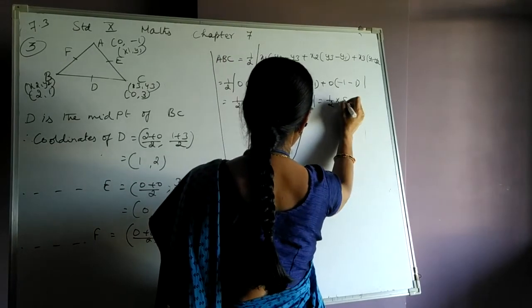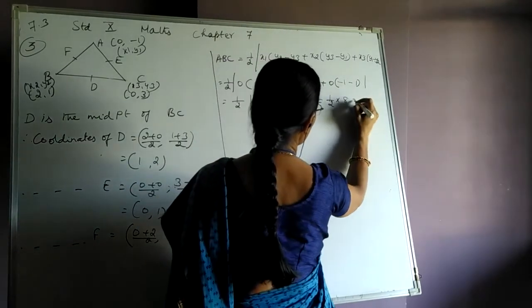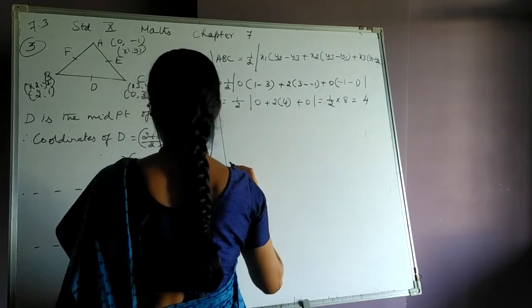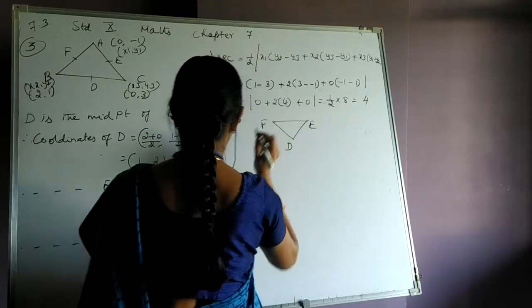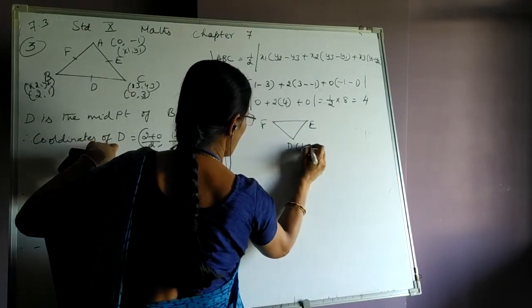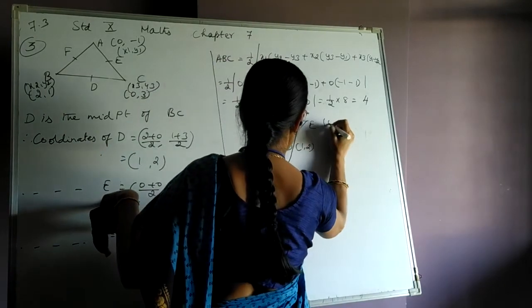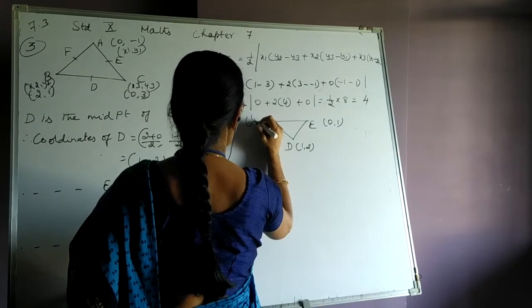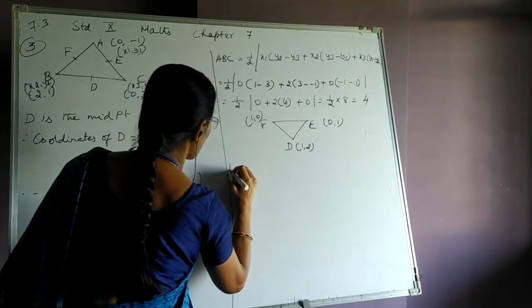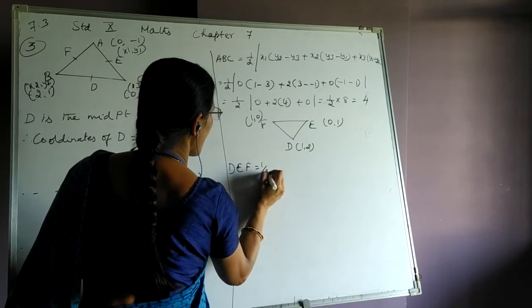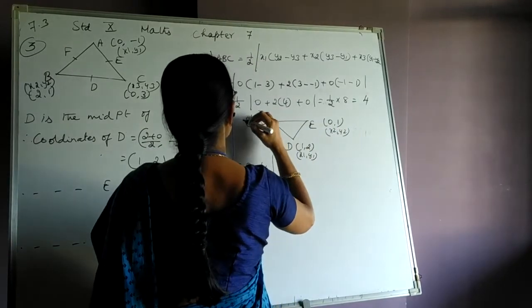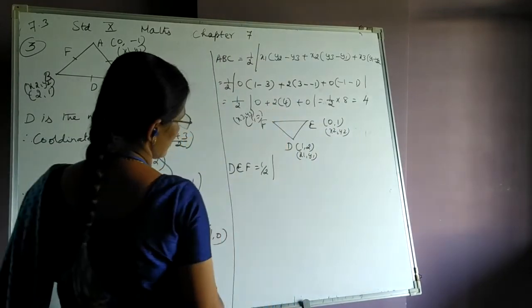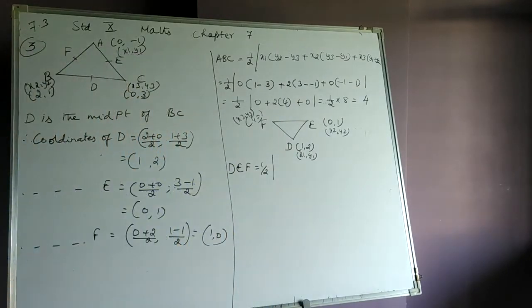Now we can find out. x1 value is 0, y2 is 1, y3 is 3, x2 value is 2, y3 value is 3, y1 is minus 1, x3 value is 0, y1 is minus 1, minus y2 is minus 1, which is half. 0 into anything becomes 0 and here 2 into (3 plus 1) becomes 4, again here it becomes 0, which is half into 8, 2 4s are 8 plus 0 becomes 8, which is equal to 4.